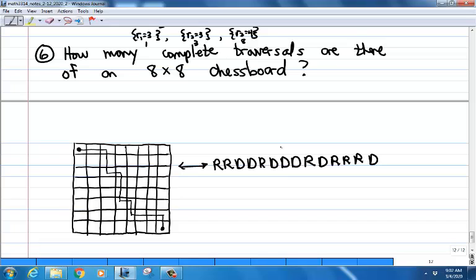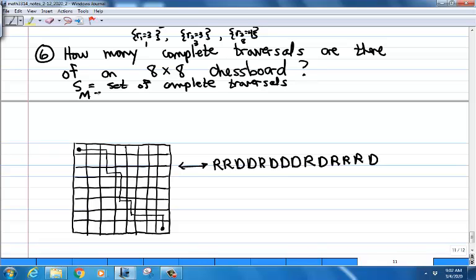So what's my model for the set of complete traversals? Let's call that S. This is the set of complete traversals. So what's my initial model for that, Dalton? What's my beginning model here? I'm saying the set of complete traversals corresponds to what?